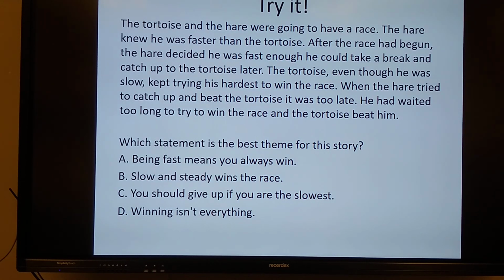This time, you read the paragraph and answer the question below. Which statement is the best theme for the story? A, being fast means you always win. B, slow and steady wins the race. C, you should give up if you are the slowest. Or D, winning isn't everything. Read that paragraph and then pick the best theme. Pause the video.